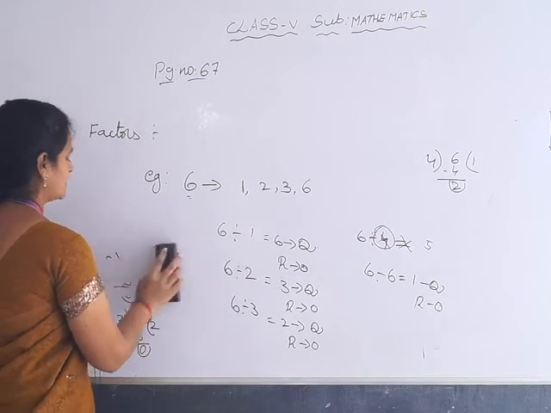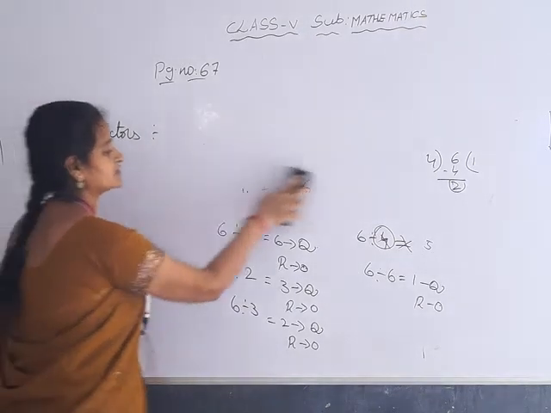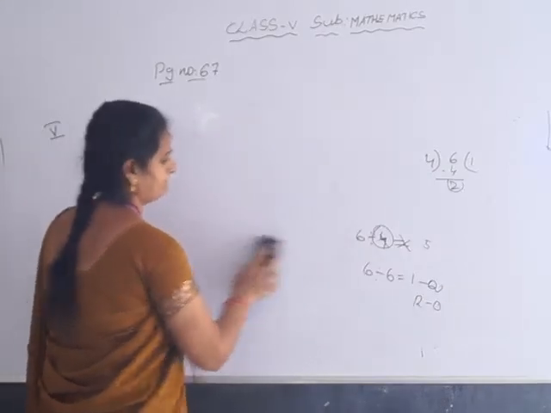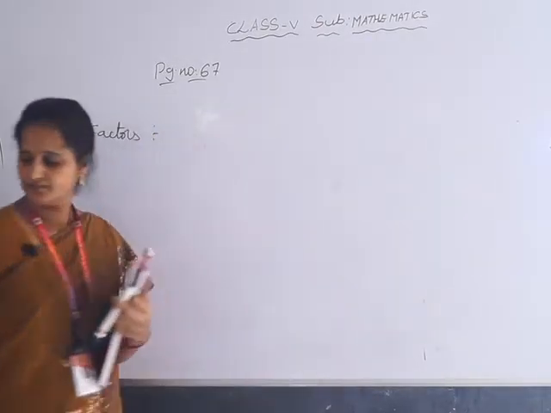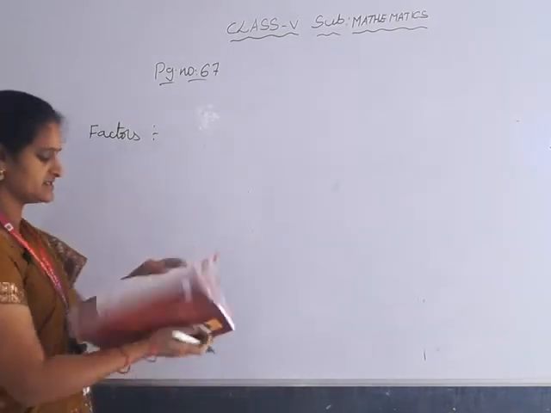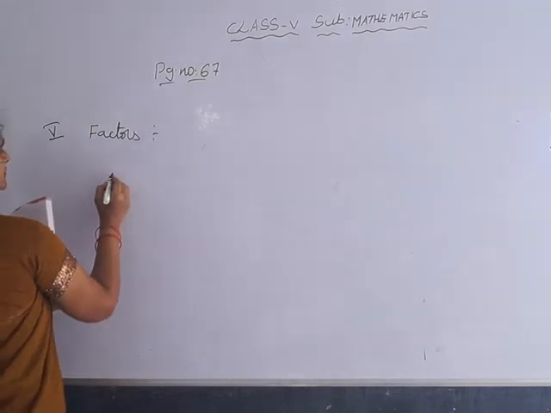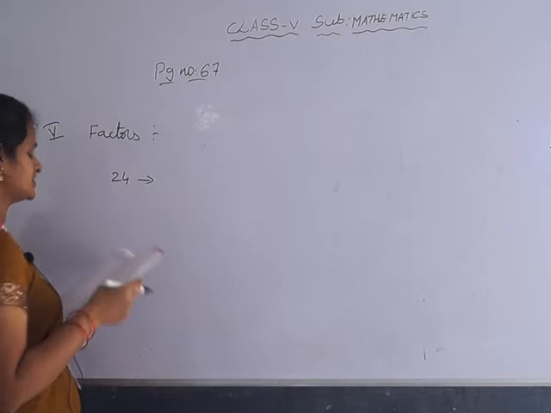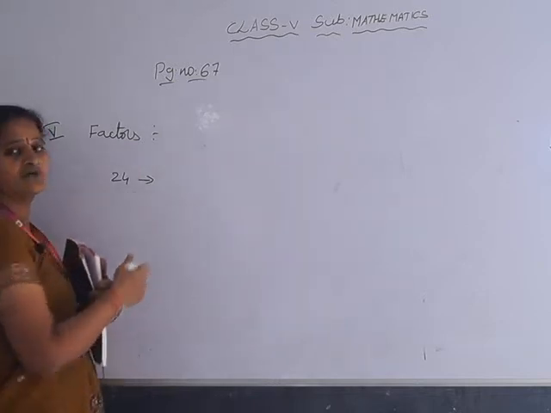Now the first question: write the factors and multiples of 24. Now write the factors of 24. Write the factors of 24. Now tell me what the factors of 24 are.